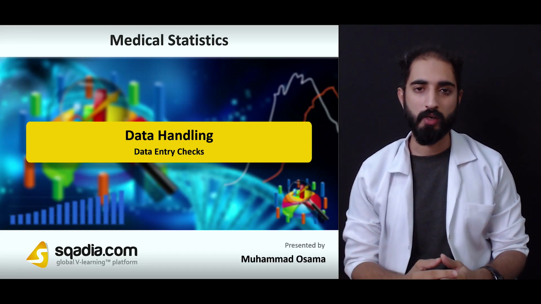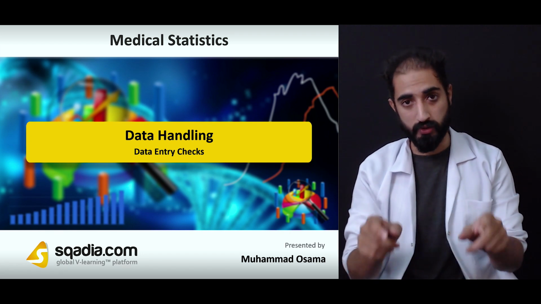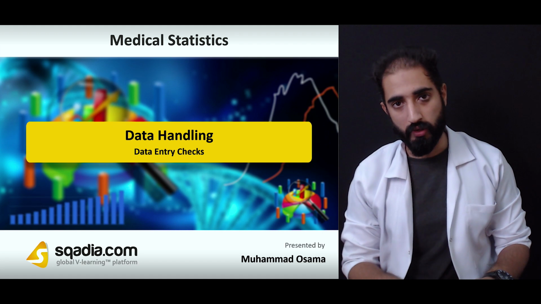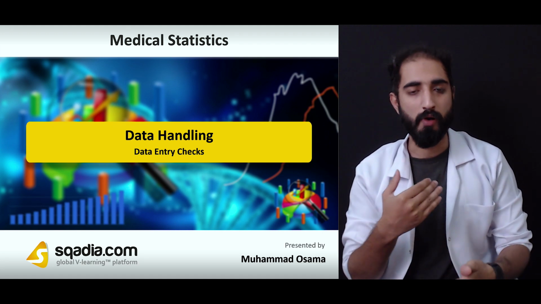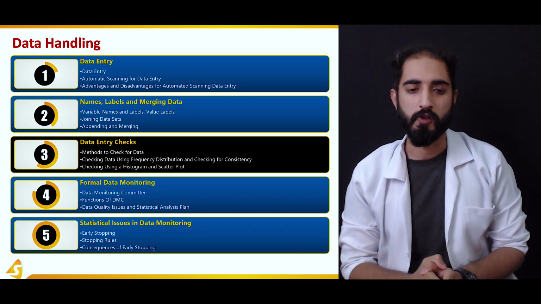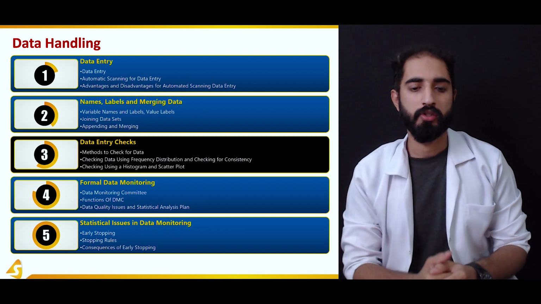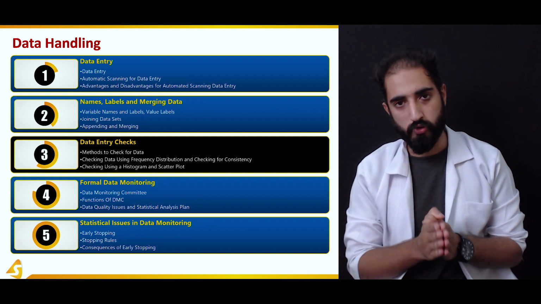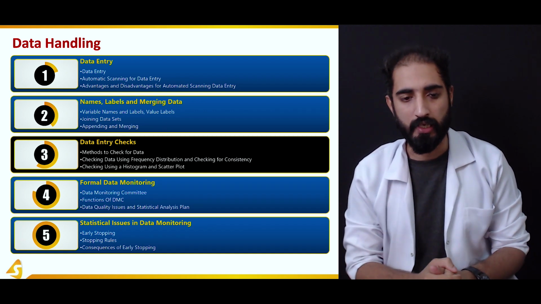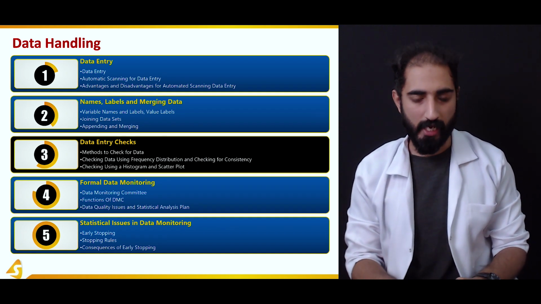My name is Mohammad Osama, and today we are talking about data handling in medical statistics and research. The section that we are going to cover right now is about data entry checks, which is a very important part in the research process. In this, we are going to talk about the methods to check for data, checking data using frequency distribution, and checking for consistency. We're also going to talk about checking data using a histogram and a scatter plot.